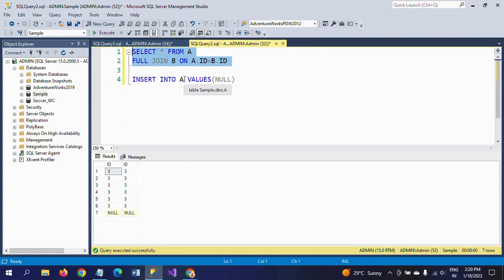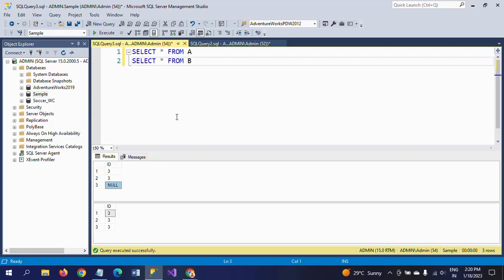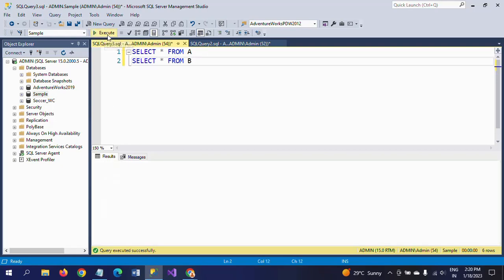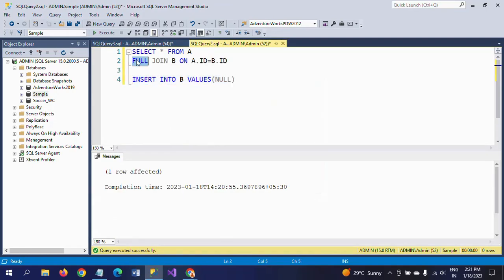So I am inserting a null value again in B table. Now if you check the tables, null has appeared in both tables. So that is a matching record. So what will happen if you apply the inner join?